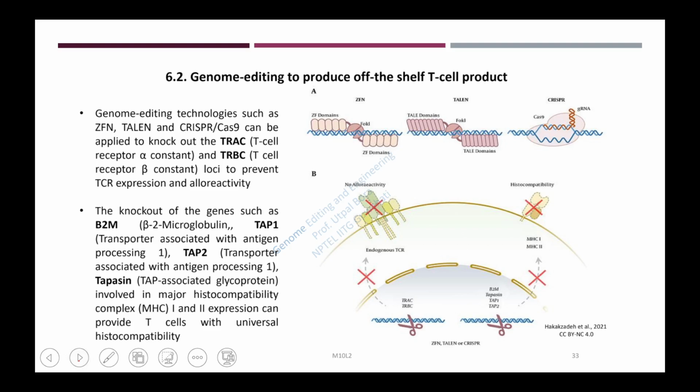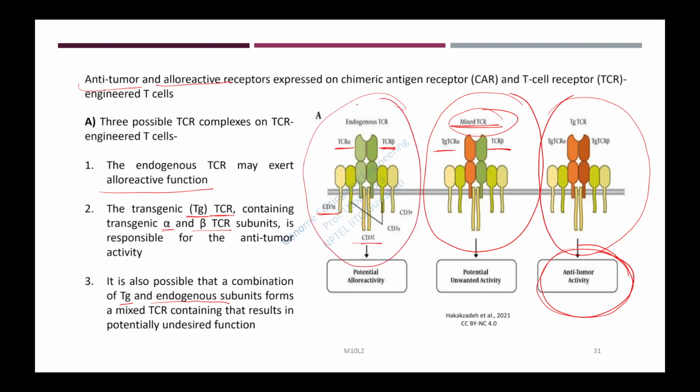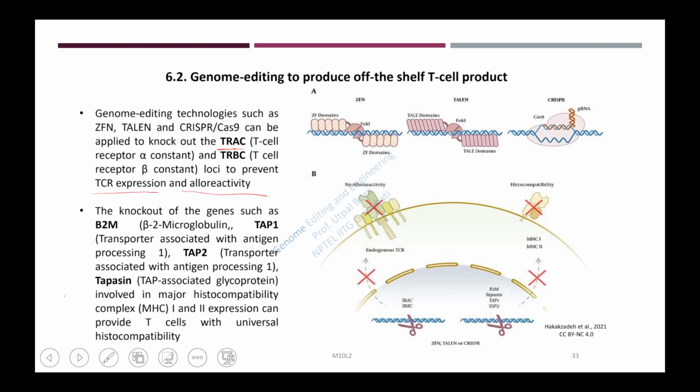So these are the cells or the genes I talked about. Genome editing technologies such as zinc finger nuclease, TALEN, and CRISPR-Cas9 can all be applied to knock out the TRAC and TRBC, the T cell receptor alpha constant and T cell receptor beta constant loci, to prevent TCR expression and alloreactivity. So the TCR alpha and TCR beta genes, which cause the alloreactivity, need to be knocked out from the CAR T cells so that they do not express and cause alloreactivity.